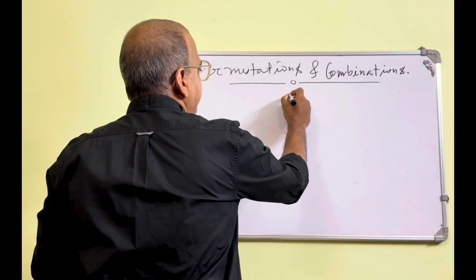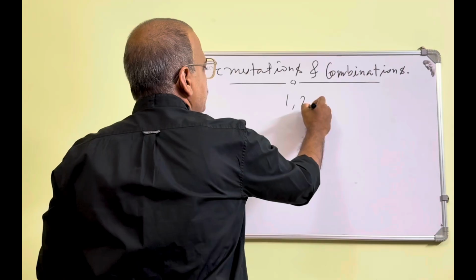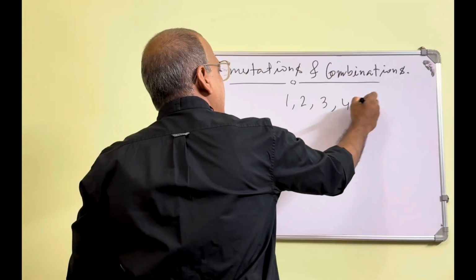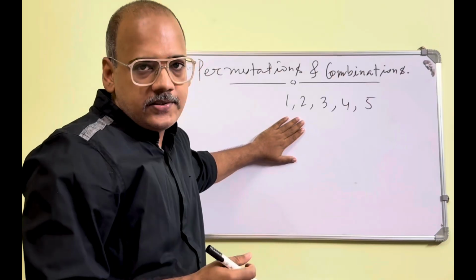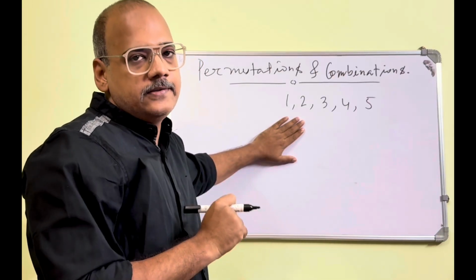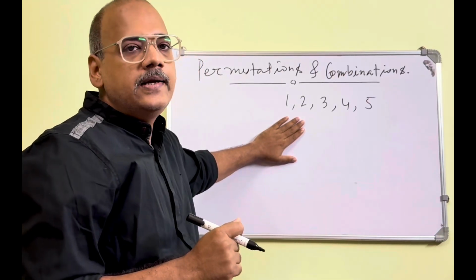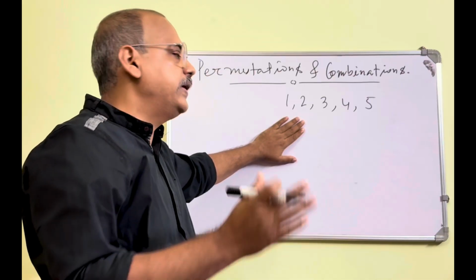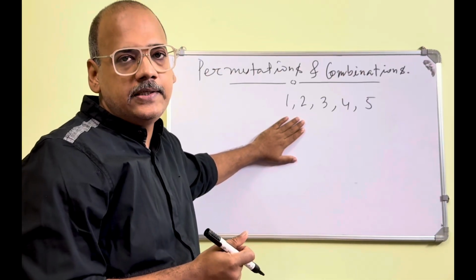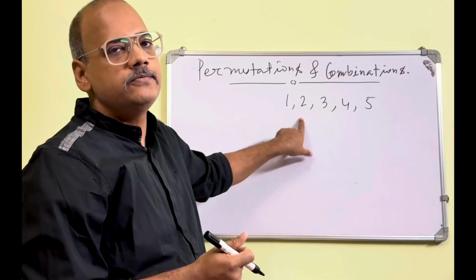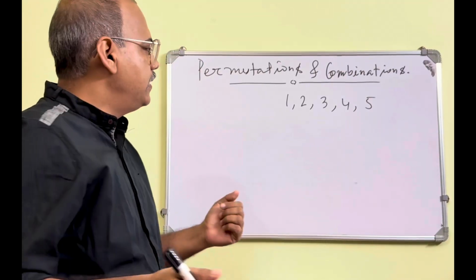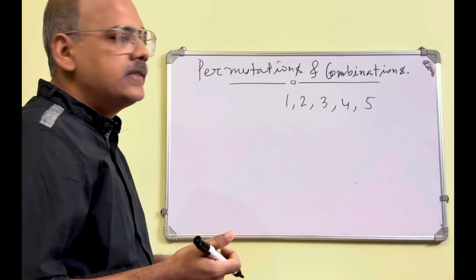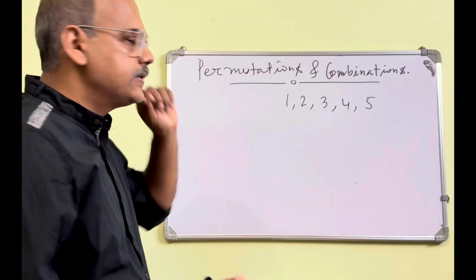I was given five different numbers. Let's say one, two, three, four, and five. And I've been asked to arrange these five digits to form a five-letter word. So how many such arrangements can I make? Other way around, how many such five-letter words can be formed with these five digits: one, two, three, four, five? Let's start with this. How can we solve this?